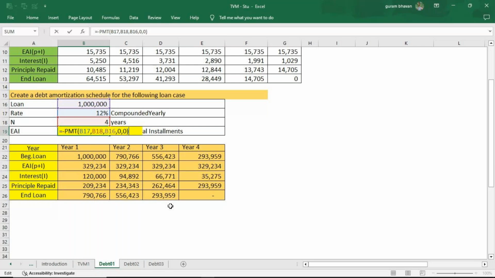Excuse me, ma'am. Yes. Ma'am, for the end loan of year 4, in the last, I'm getting the answer as 1 and not 0. Okay, can you just take a pic and send me? Yes, ma'am, one minute. On the group?